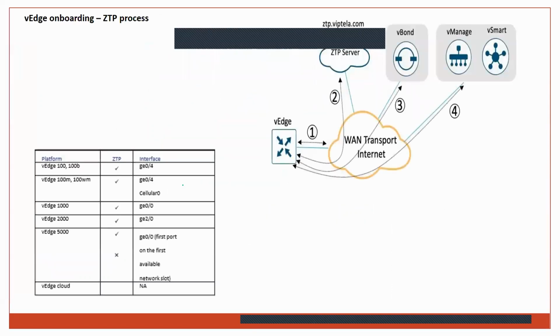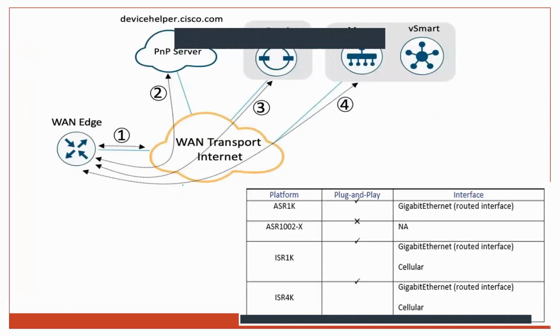So suppose we are going to deploy an ASR series router, a cEdge router. We only need to put the serial number and chassis number in the PNP portal, right?